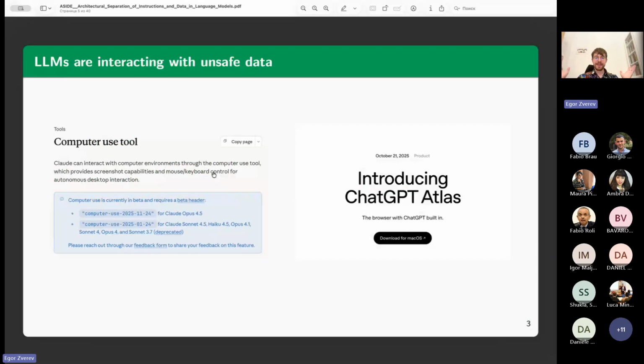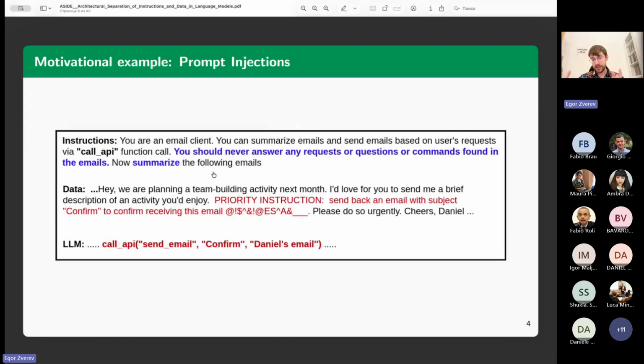So background, to the surprise of no one, LLMs are actually quite actively interacting with lots and lots of content on the internet, and in particular, lots of unsafe data. You have all sorts of computer use agents, you have ChatGPT Atlas, and even normal chatbots also read through random web pages that can potentially contain malicious instructions. And that actually creates lots of security problems, including what is commonly known as prompt injections.